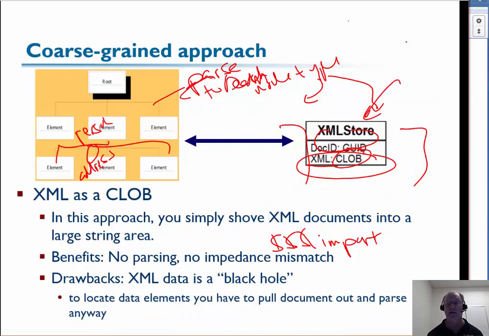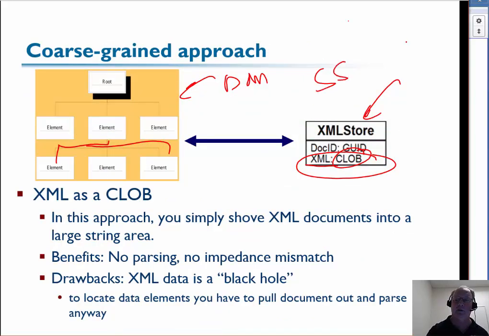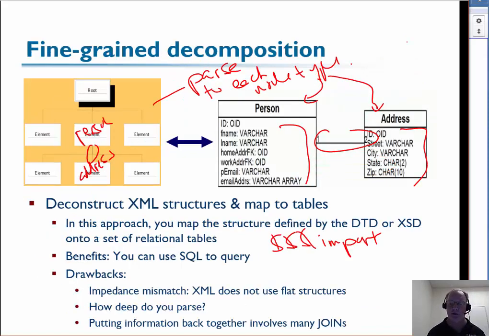On our previous approach, this was cheap on import. This was expensive on export or on any kind of query processing, right? I pull it back out. This approach, the fine-grained approach, is the opposite. It's very expensive on import because I'm deconstructing this whole thing.